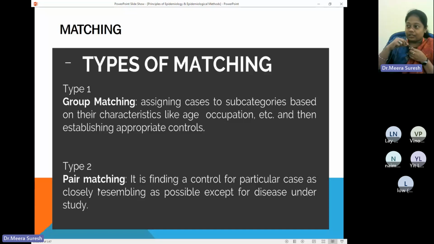But in group matching, if there are 3,000 people, you can group them, and then it will be somewhat easier to do the matching. So that is the concept of matching, the group matching and pair matching, and it is done so that the cases and controls are a true representative of the population, and you can reduce the selection bias.